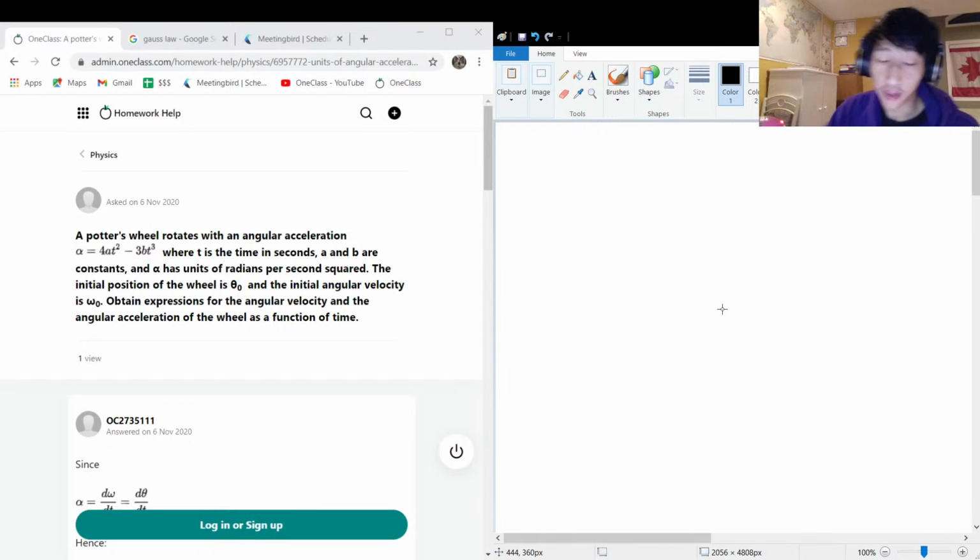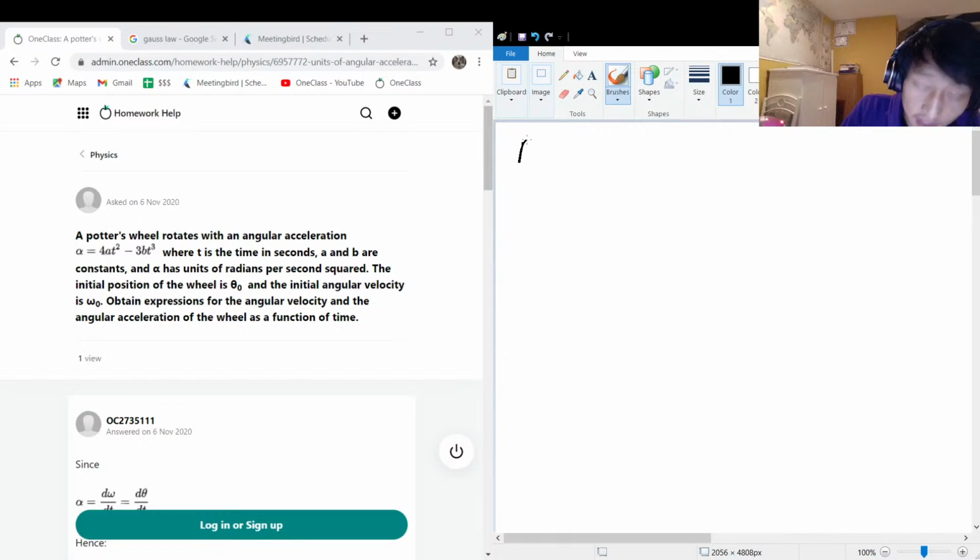Okay, the next question that we got on the menu today is a potter's wheel. Have you ever seen people turn clay into pots? They have those wheels and they spin it with their feet and then they mold the pot. That's what a potter's wheel is. It rotates with an angular acceleration of alpha equals 4at squared minus 3bt to the power of 3. Okay, so let's write that out.